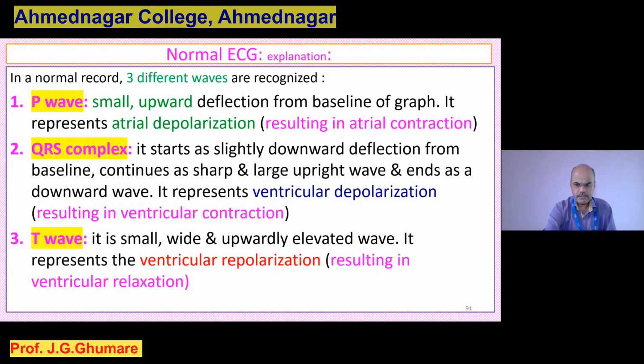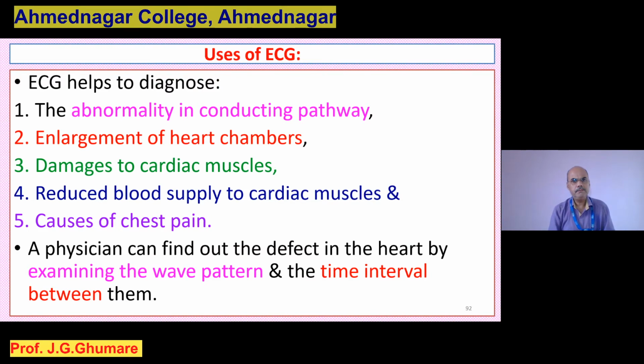Next, we discussed already the different wave patterns, and then we'll discuss the uses of ECG. ECG helps to diagnose abnormality in the conducting pathway. Just now I told you if it is a P wave problem, that is correlated with the SA node problem, etc. Enlargement of a heart chamber can be studied with the help of ECG. Damage to the cardiac muscle also can be studied. Next, reduced blood supply to the cardiac muscle, maybe due to atherosclerosis.